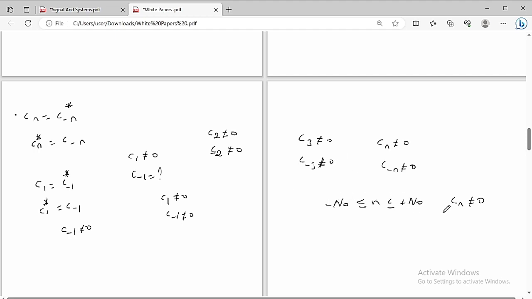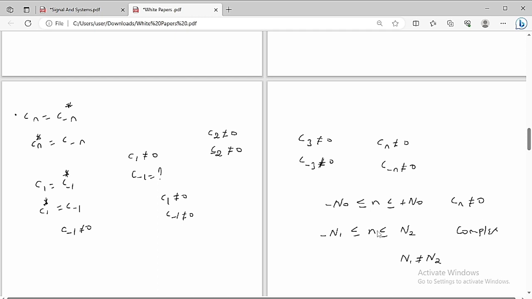If the range is same, it is a real value signal, and if the range is different, it is a complex value signal. So suppose minus n1 less than or equal to n less than or equal to n2, where n1 is not equal to n2. In that case, it is called a complex value signal. If both are same, it is a real value signal.